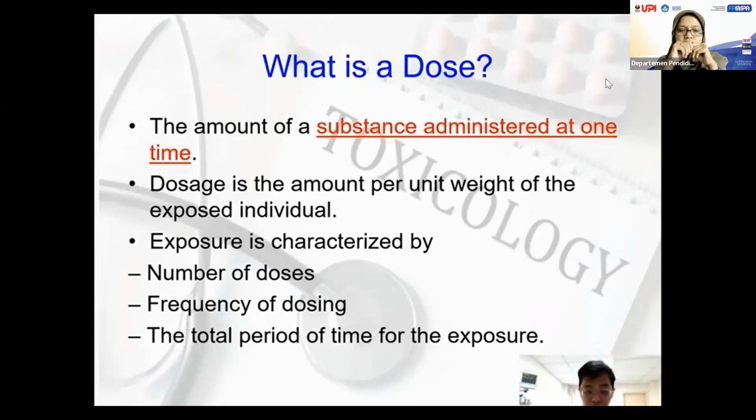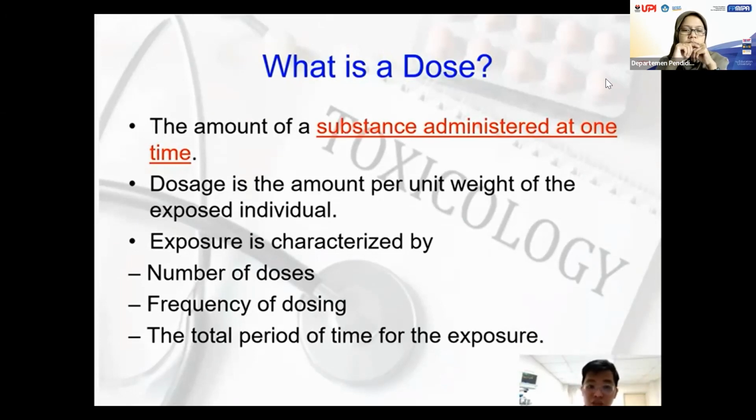So at a specific time you introduce maybe like 1 milligram. That is your dose, the substance that you administer at one time. Then after that you add another dose to the muscle tissue, and then another contraction happens, and then that's another dose introduced at that particular time.